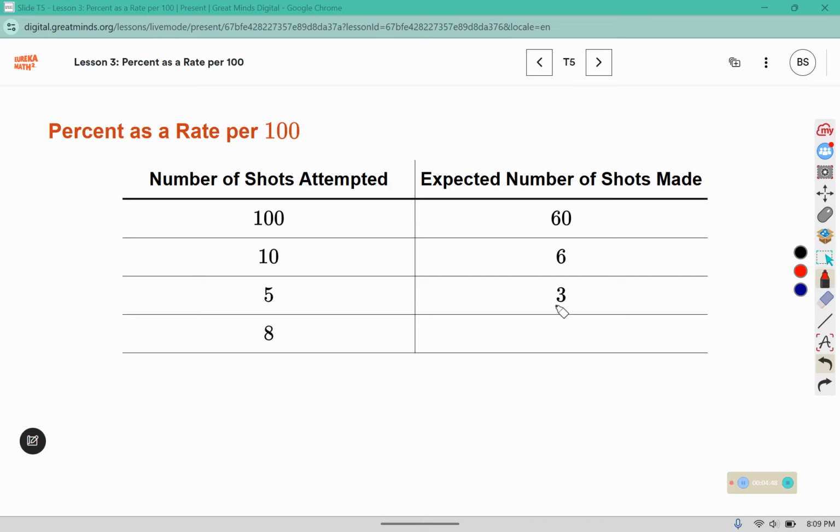So we can fill that in. And it's 4.8 is the 60%. That's about 5 shots.